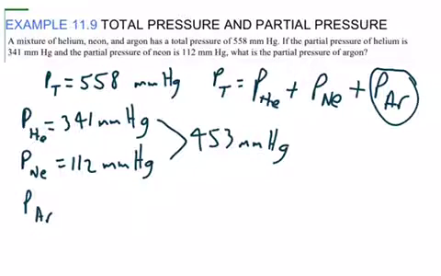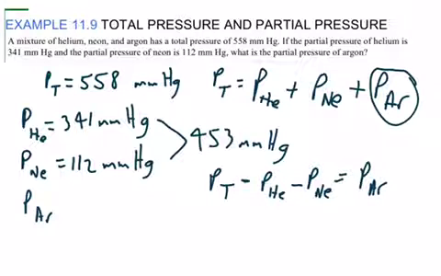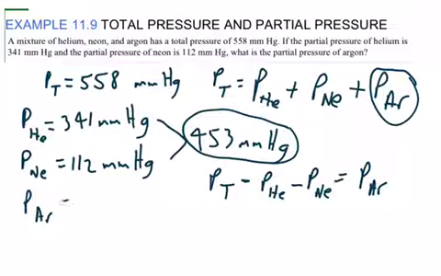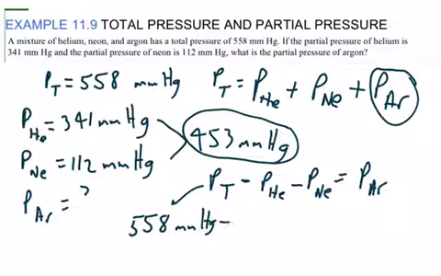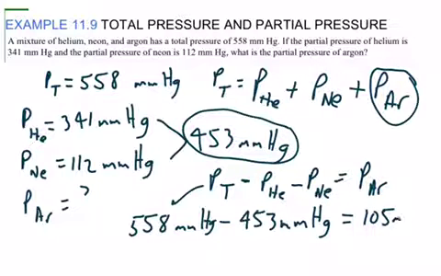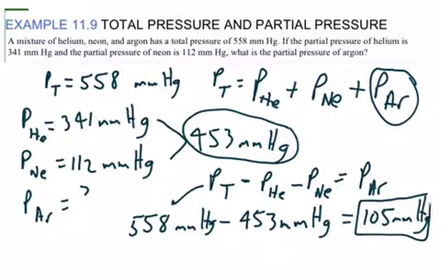If you subtract that from the total, which is what I'm going to do, you take the total minus the partial pressure of the helium minus the partial pressure of the neon, and you will get the partial pressure of the argon. I already added the helium and the neon together, so to find the pressure of argon, all you do is take the total pressure, which is 558 millimeters of mercury, and then minus 453 millimeters of mercury, which is the other two combined, and you get our answer, which is 105 millimeters of mercury, and that will be our partial pressure. Okay? Let's take a look at another example.